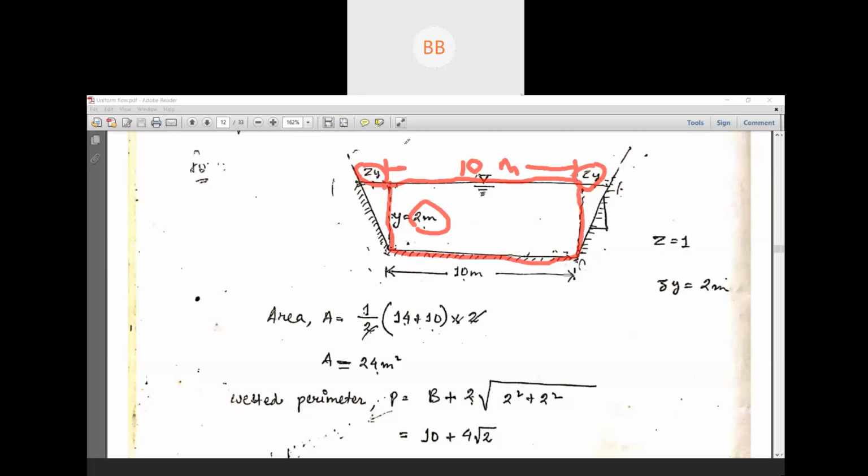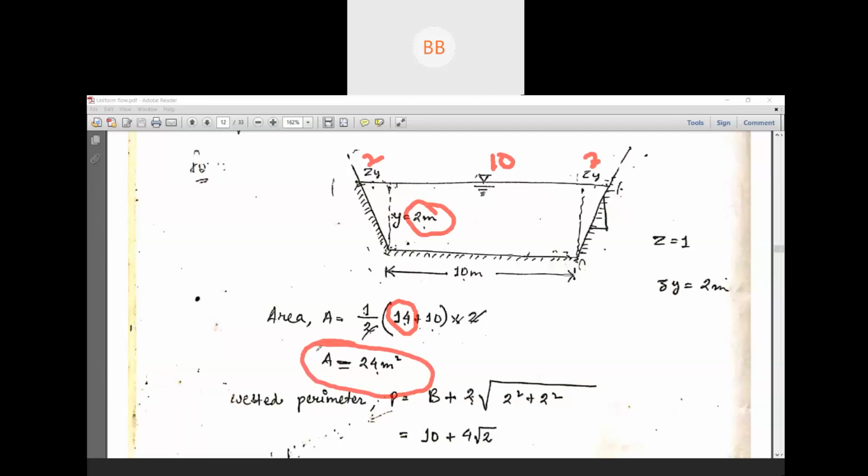2 plus 2, 4 meter plus 10 meter, it's 14. This is 2 meter, this is 2 meter, and this is 10. So all together, you will get 14. So 14 plus 10 divided by 2 multiplied by the vertical distance. This is nothing but again your 2 meter. So this 2 and this 2 will cancel out. Area you are going to get is 24 meter square.